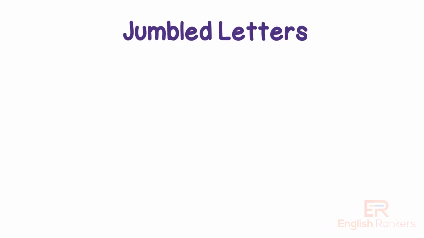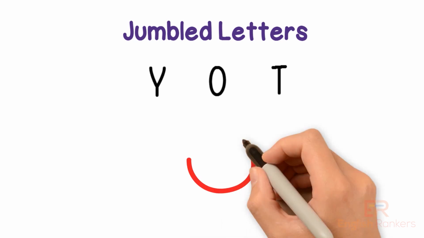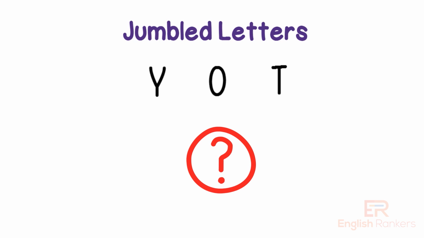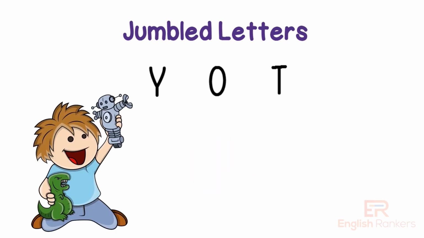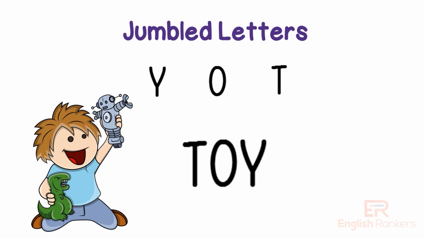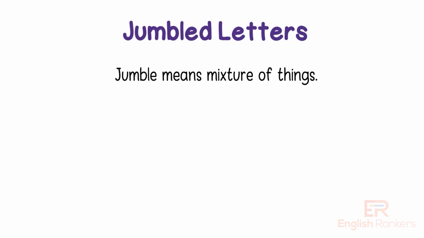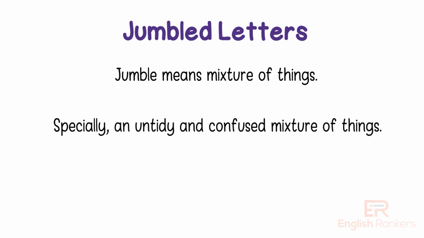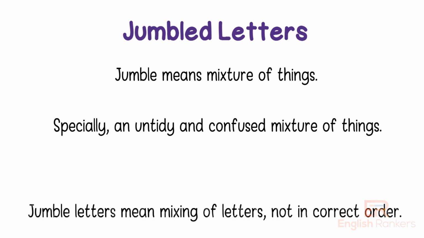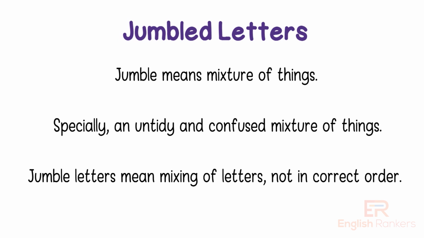Now I am going to give you other jumbled letters Y-O-T. Can you make any meaningful word from these letters? Yes, it will be toy. So now can you tell me the meaning of jumble in English? Jumble means mixture of things, especially an untidy and confused mixture of things. So what does jumbled letters mean? Jumbled letters mean mixing of letters not in correct order.